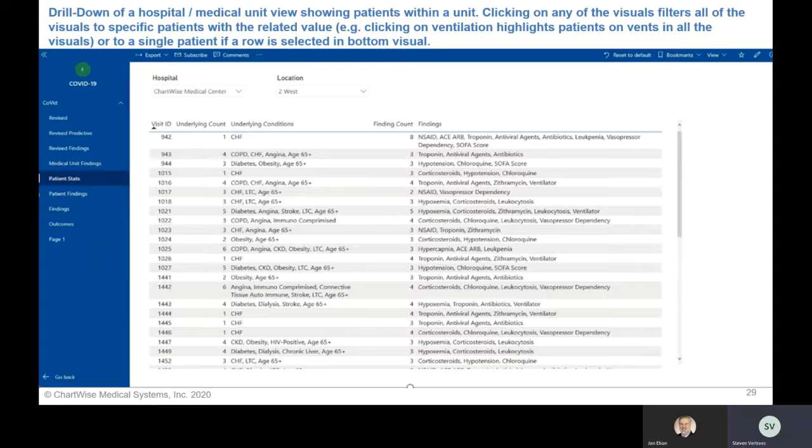This dashboard's a detailed view where you can split it out by hospital and location, and that location could be a unit or a floor. And what you're looking at are the patients that came through that location. And on the left side, you'd have your patient identifier, followed by the count of underlying conditions they had. Then you have a comma delimited list of the underlying conditions, followed by how many findings there were and what those findings are, just to help you pinpoint your most at-risk patients.